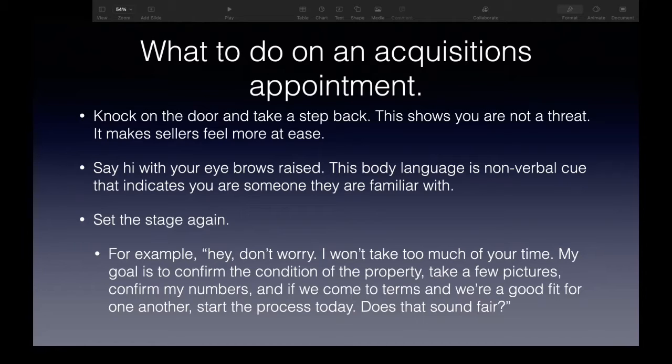So again, you're there in person. This is so important. You're going to set the stage in person too. And this is super, super important because this is what's going to allow you to create the expectations for what you want in that appointment, and it's going to set your time in there. A really good example of setting the stage in person: hey, don't worry, I won't take too much of your time. This will probably take like 20 minutes, and my goal is to confirm the condition of the property, take a few pictures, confirm my numbers, and if we come to terms and we're a good fit for one another, start the process today.